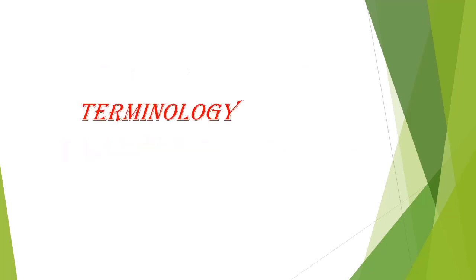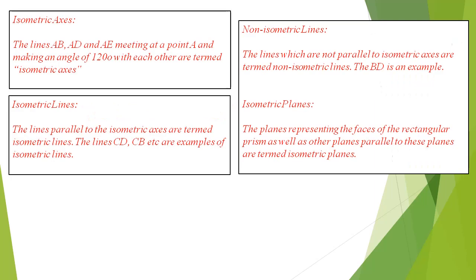Now we will learn the terminology associated with isometric projection. Figure is shown in next slide. Here we have defined some terms. 1. The lines AB and AD and AE meeting at a point A and making an angle of 120 degrees with each other are termed isometric axes.